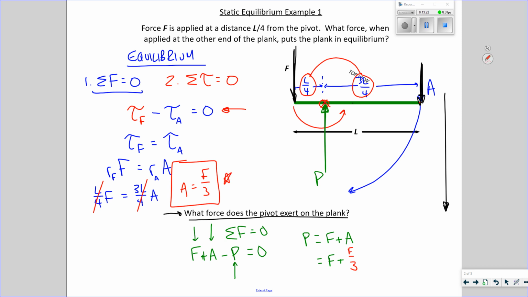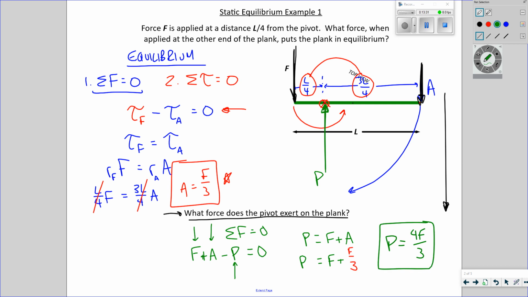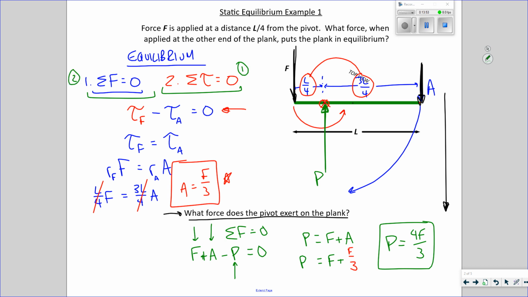Yeah? So that says that P is 4F over 3. All right? Any good question in a torque sort of context, especially an equilibrium one, will involve the fact that you have to do both of these things. And it will always start by doing that. And second, you can almost always do that.